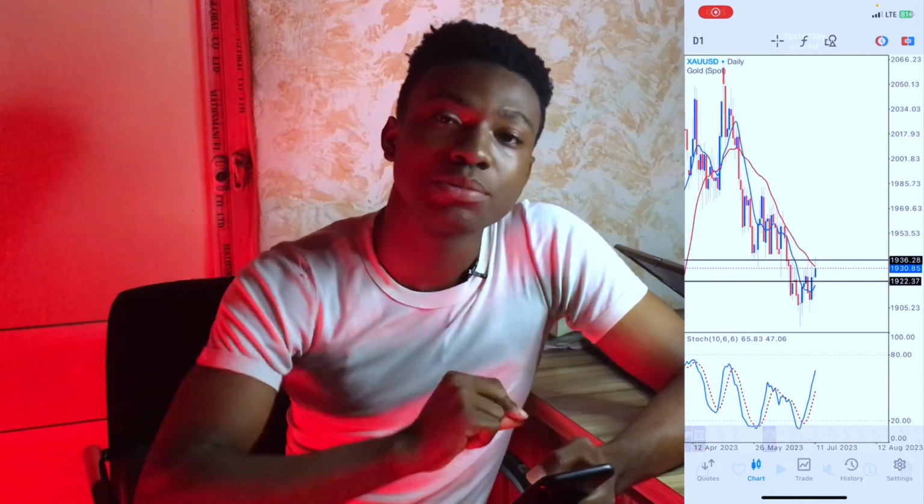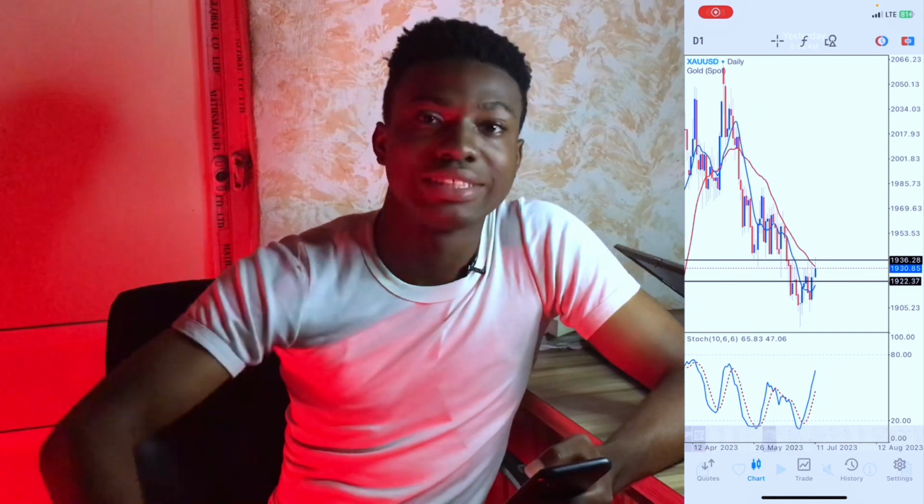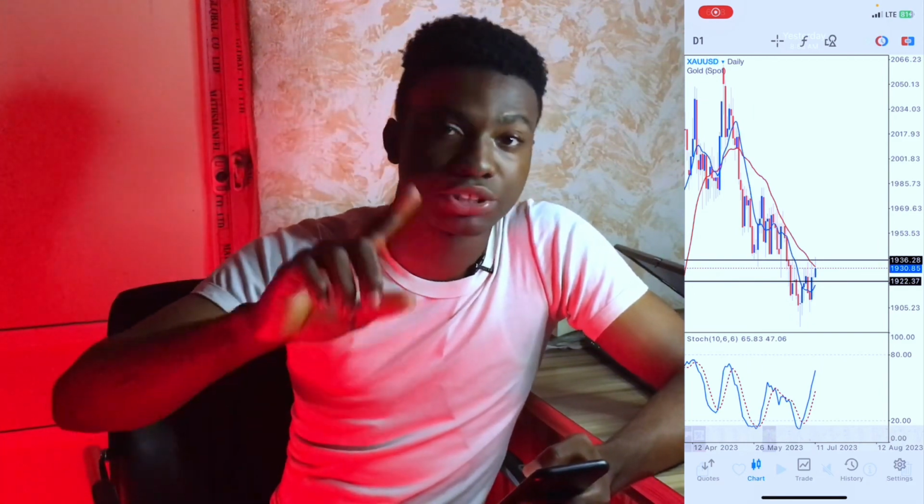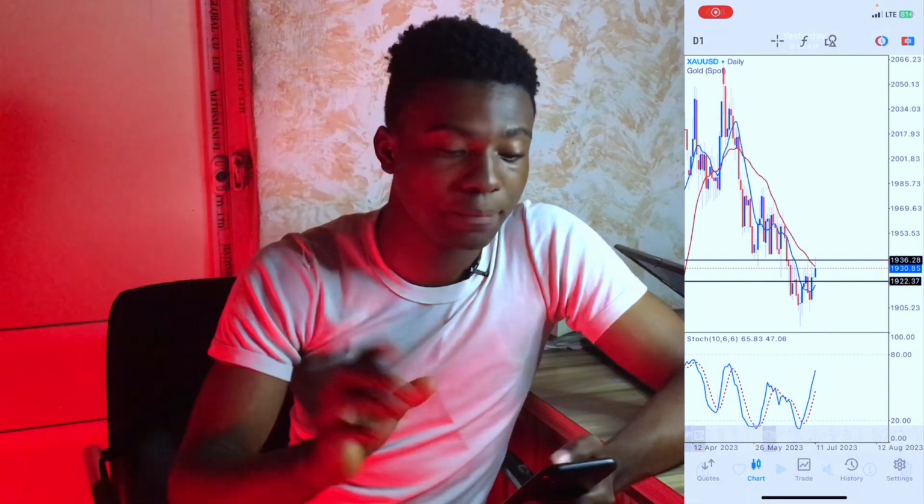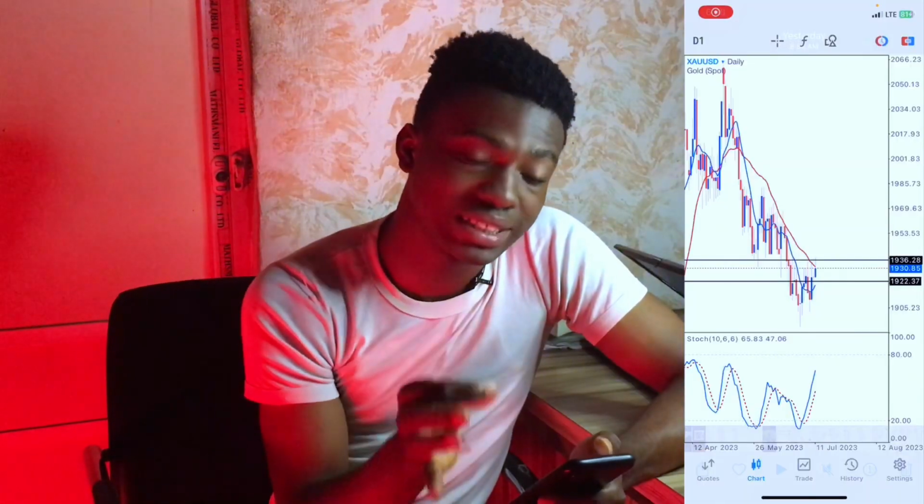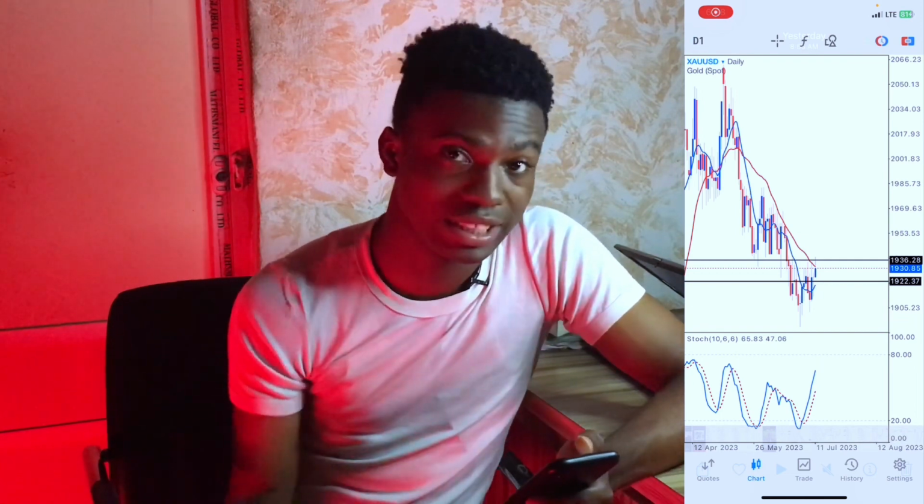Now whenever you see price above the moving average, it's trying to indicate a buy in the market, and whenever you see price below the moving average, it's trying to indicate a sell in the market. If you look at everything happening here, we can see that price is below the moving average in the daily time frame, right?